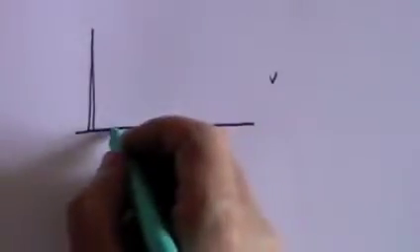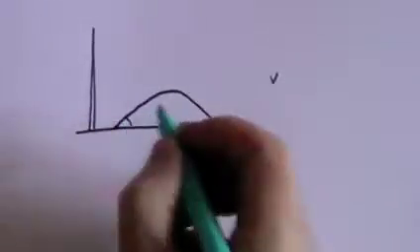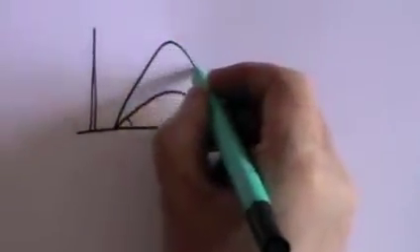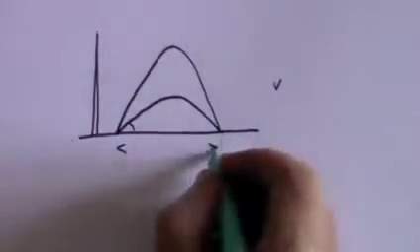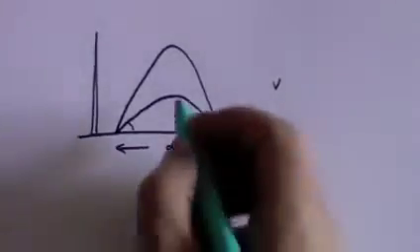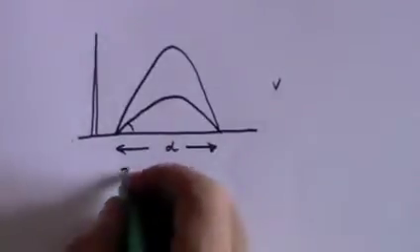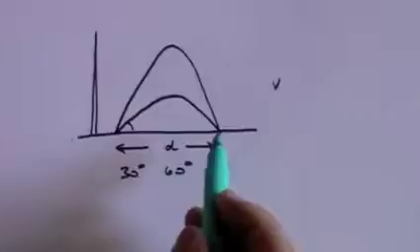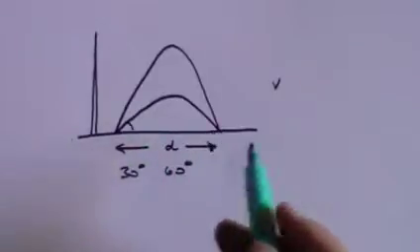What is interesting is if you throw it up at 30 degrees, or if you throw it up at an angle of 60 degrees, you will find that the range in each case, that distance d, is the same. The maximum height, of course, will be different, but it just so happens that for 30 degrees and 60 degrees, the math shows you that the range will be the same.